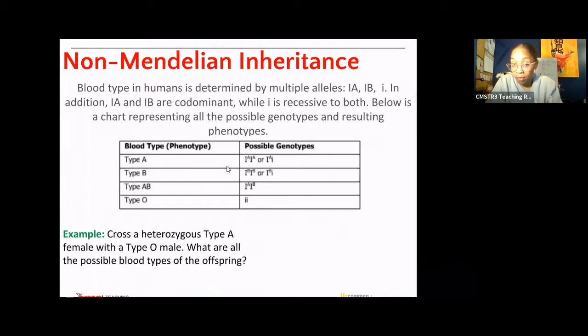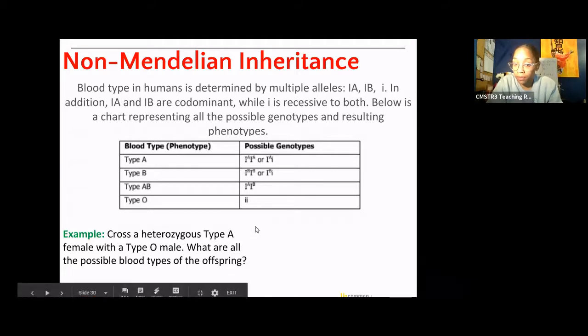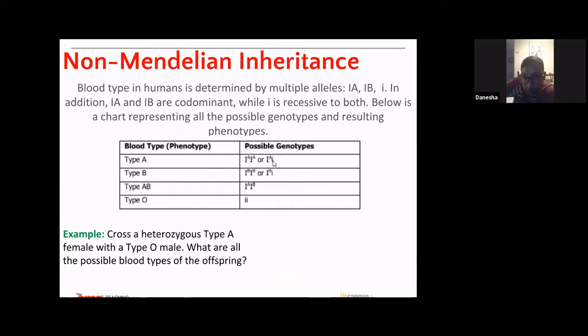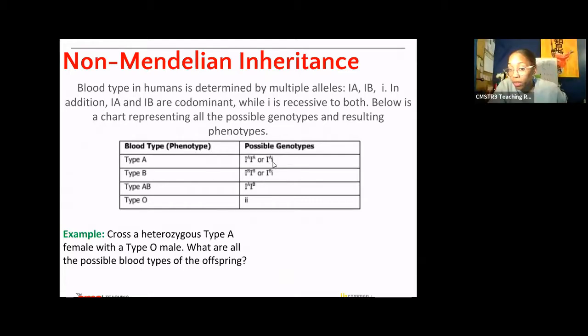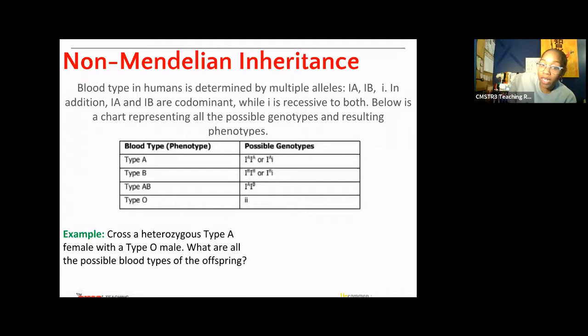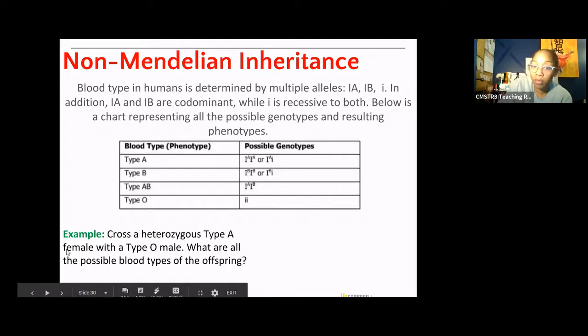So an example problem would be like this one. In blood typing, there's IA, IA, and little i, which is just the same thing as saying big A, or big A, O. The lowercase i represents the O allele. This problem comes from a released Praxis as well, and it says to cross a heterozygous type A female with a type O male. What are all the possible blood types of the offspring?